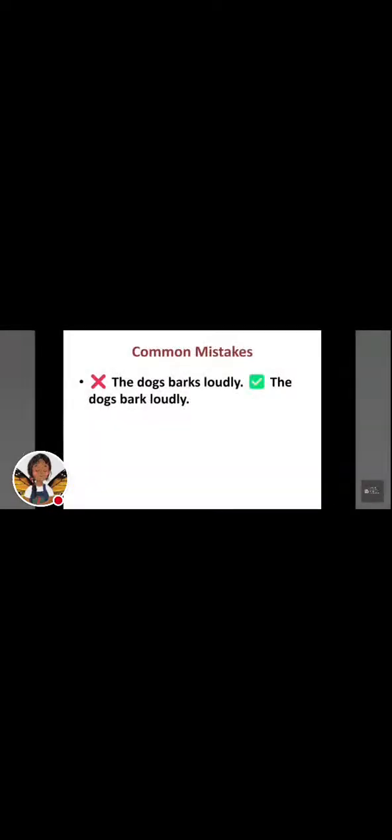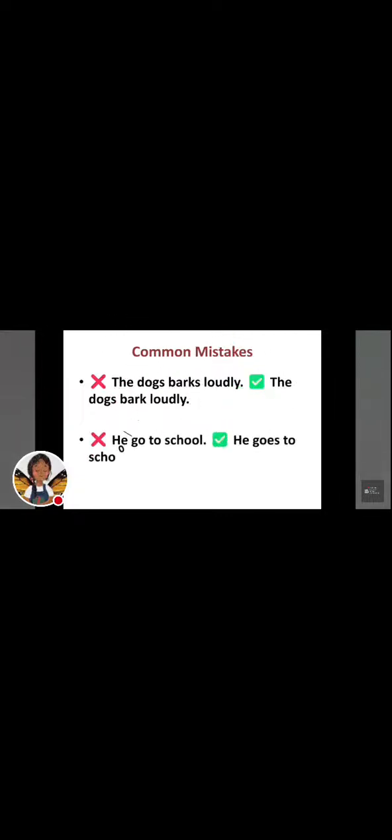Let us see some common mistakes. See the first sentence. The dogs barks loudly. Here, in the first sentence, with dogs, a plural subject, we have used a singular verb, which is wrong. So the correct sentence is, the dogs bark loudly. As the dogs is a plural subject, so we will use a plural verb.